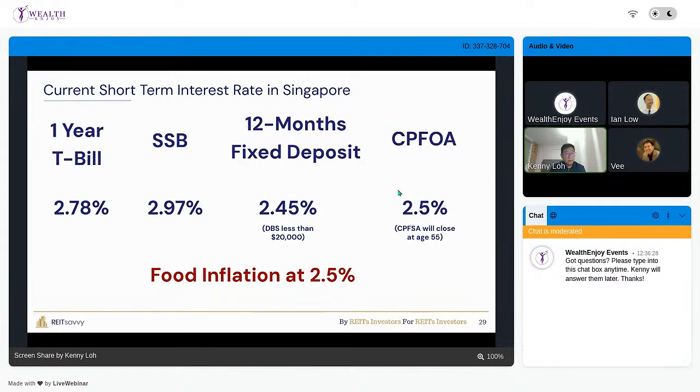Okay, now let's look at the individual investor. What can we currently invest in now, with all the short-term interest rates?